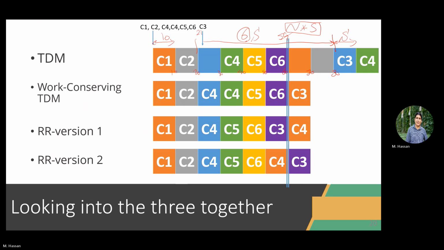Oh, I'm very confused. Work conserving TDM is like taking from the queue. Work conserving TDM means you don't keep a slot idle if you have a core with a pending request. In TDM here, we left this slot empty. So there are 10 cycles on the bus that really are doing nothing, right? Because C3 does not have anything. Here we used it to serve C4. C4 was already there. Yeah, because it had a pending request. So we serve it.